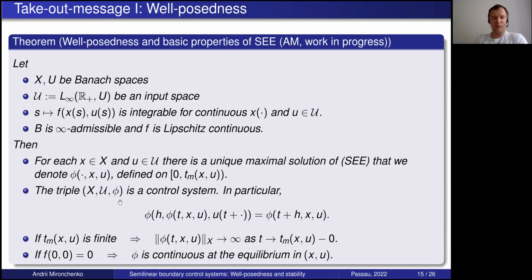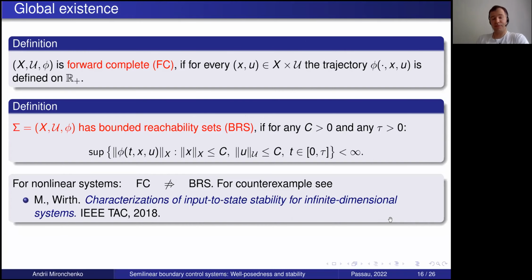Furthermore, this triple is a well-defined control system. We have the cocycle property, and furthermore, if the maximal existence time is finite, then the solution goes to infinity when t approaches this time. And if f(0) is 0, then phi is continuous at the equilibrium. So this gives us a basic set of properties that we can exploit for stability analysis.